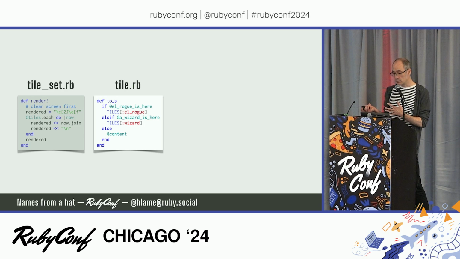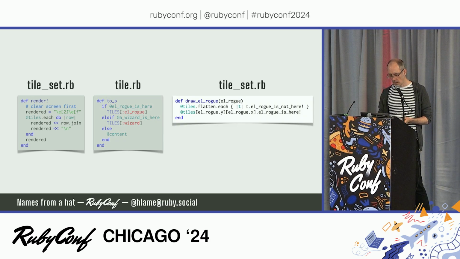to_s-ing the tile is also simple. If Elrogue is here, render the character for that. If a wizard is here, render the character for that. Otherwise, render the content, which is the character for floor, wall, empty space, whatever the tile was told previously. Elrogue moves around, so we're constantly having to tell the tiles where it is. We do that in a method on tileset that tells all the tiles that Elrogue is not here, and then tells the one that represents Elrogue's current XY coordinates that Elrogue is here.